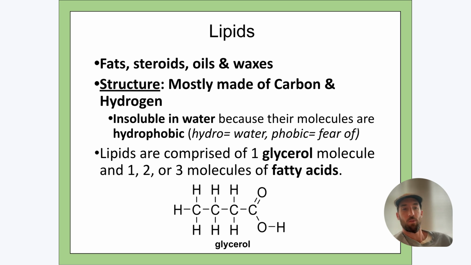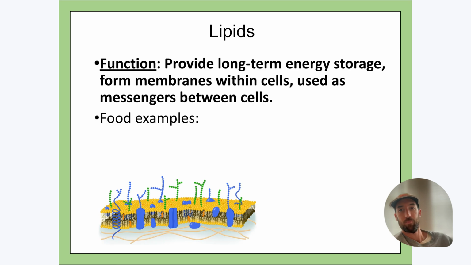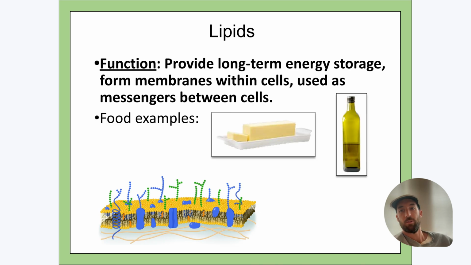They also form the membranes around cells and even act as chemical messengers. So: long-term energy storage, form cell membranes, and act as chemical messengers. Examples include butter, oils, and nuts that are high in lipids. We will talk ad nauseum about cell membranes, right? So the membranes around our 30 trillion or so cells are made of fats as well.